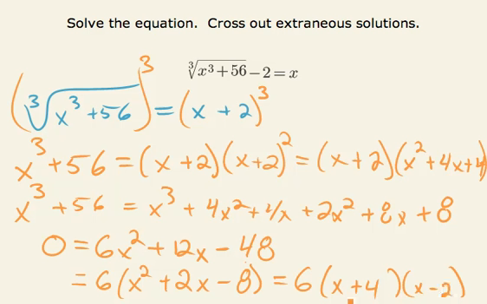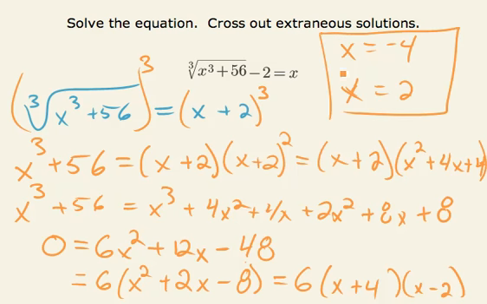So it looks like our solutions are either when x plus 4 is 0, so when x equals minus 4, or when x equals 2 from this x minus 2 equaling 0. So here are our 2 answers. You can go ahead and plug them in and check, but like I told you, when we're cubing things, we don't introduce extraneous solutions. So these are our answers.